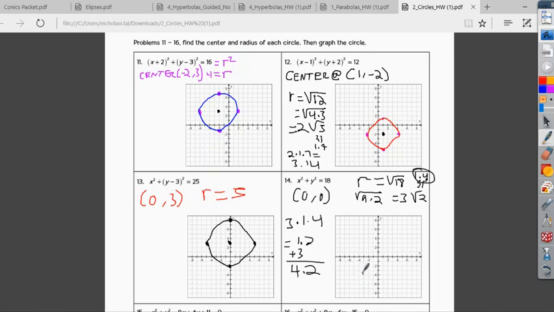So approximately 4. We're going to have a center at 0, 0, and 4.2, that's 4 and a bit. Negative 4 and a bit. And that's going to give us our circle that goes through all those points. Obviously, it's hard to draw a perfect circle. Clear annotations.